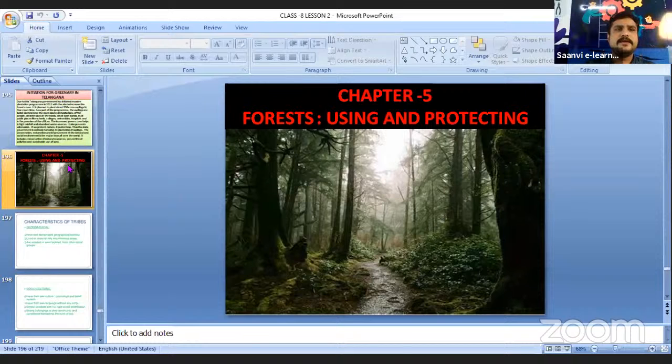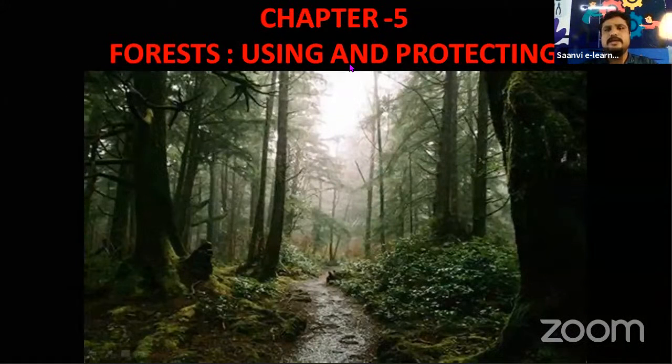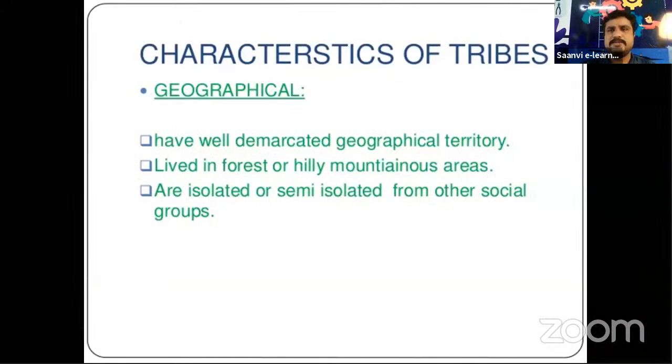Okay, so here I hope everyone can see the screen. Chapter 5, Forest, Using and Protecting. Just an introduction before we enter into our topic. Characteristics of tribes: they have a well demarcated geographical territory. It means they have their own area for their activities and live in forest or hilly mountainous areas. So generally we know the people who are living in Penugolu village, you have already learned in the last academic year, right? Can you remember that? Yes, that village is located in the hilly region, and the group of people who live in that village we call tribes.